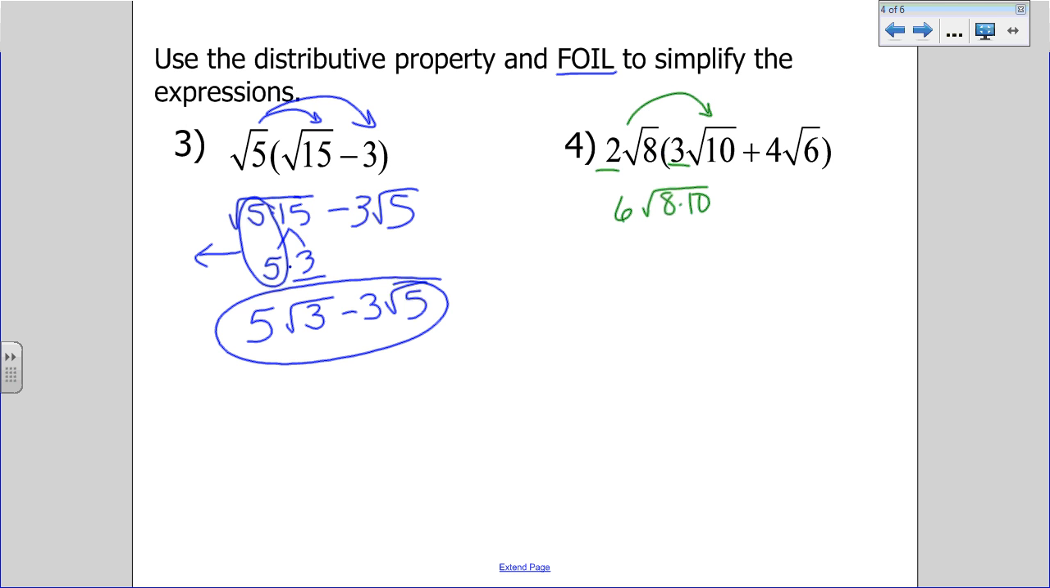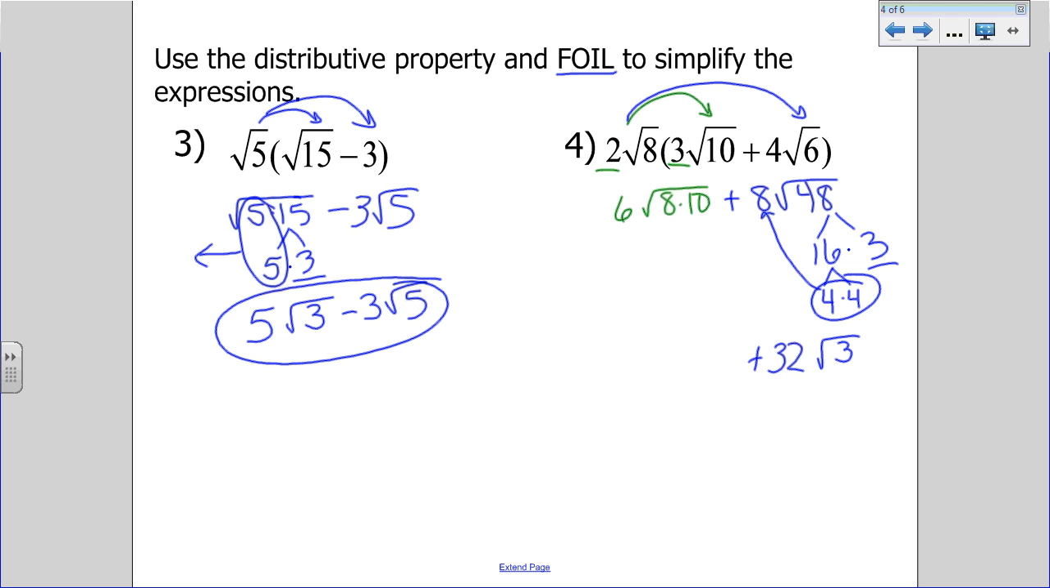I then have to do the same thing. 2 square roots of 8 times 4 square roots of 6. Now, Mr. Clem, during third hour, said he called that 48 when he was working things out ahead of time. And here's why. 48 is 16 times 3. And what do you know about 16? It's a perfect square. So that 4 is going to get multiplied by that 8.